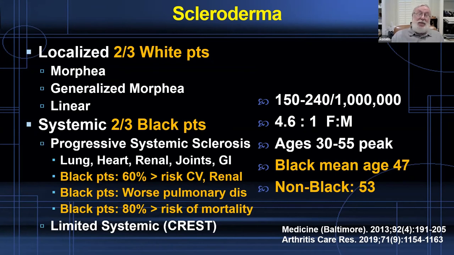And then in specifics, based on large case series, Black patients are 60% more likely to have cardiovascular or renal involvement than white patients. Black patients have worse pulmonary disease. So it's not just a little fibrosis, it's major fibrosis, major loss of lung function, pulmonary hypertension. And Black patients have an 80% increased risk of mortality from systemic sclerosis compared to white patients. Now, if you correct for educational level and income, that risk falls a little, but there is still an increased risk of mortality among Black patients compared to non-Black, particularly Caucasian patients.